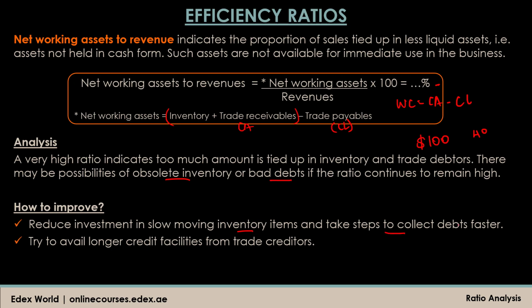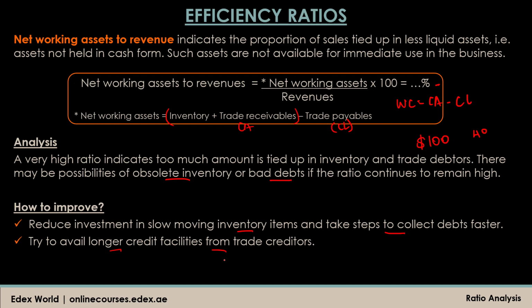Whatever credit period is allowed to the customers, the money should come into the business from the customers within that credit period. Otherwise, aggressive steps should be taken to ensure that collection is timely. And the firm can also try to avail more credit period from the creditors, from the trade payables, because then that will allow it to reduce its investment in the net working assets.